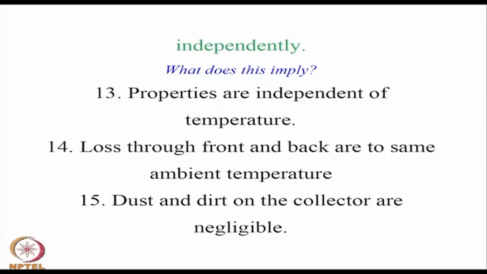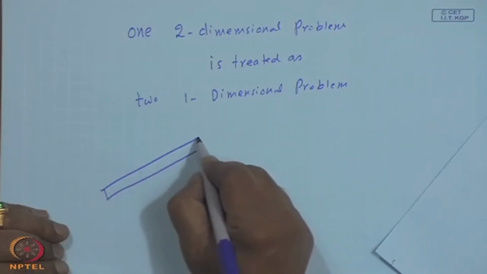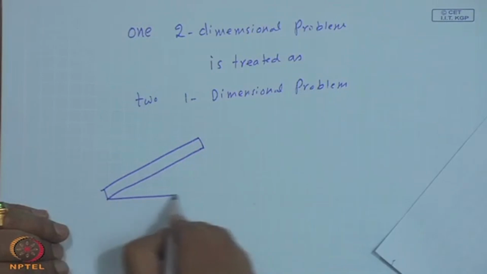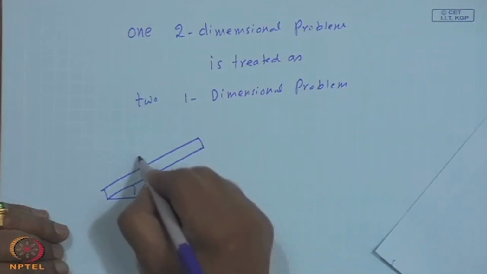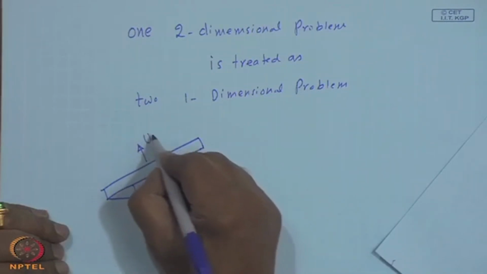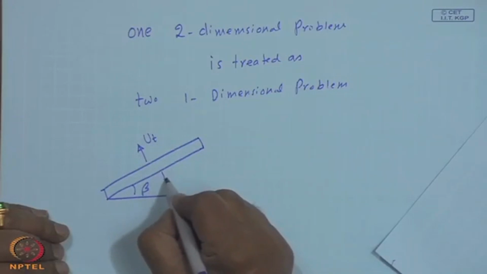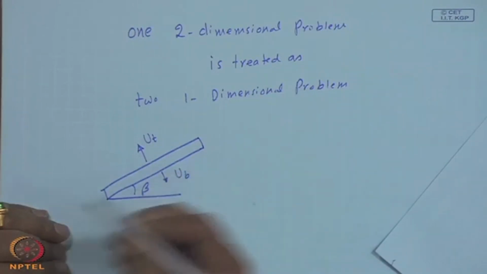Properties are independent of temperature, and this is a very common assumption in heat transfer and fluid mechanics, and as long as the temperature changes are not too large, one can assume this. Loss through front and back are to the same ambient temperature. So, if this is my solar collector with some slope beta, this will be the top loss, this will be my bottom loss.